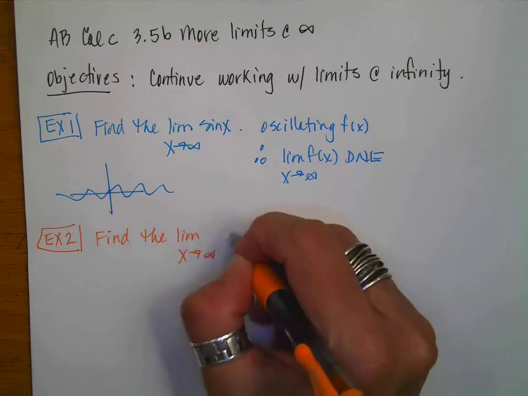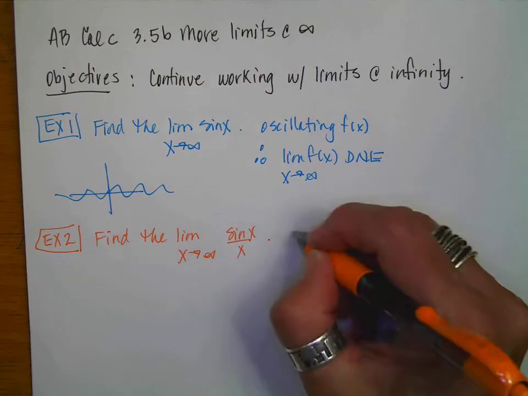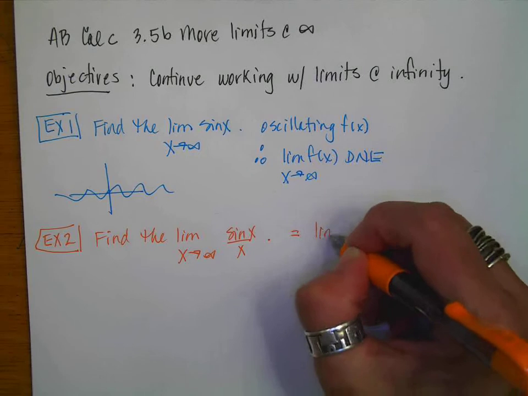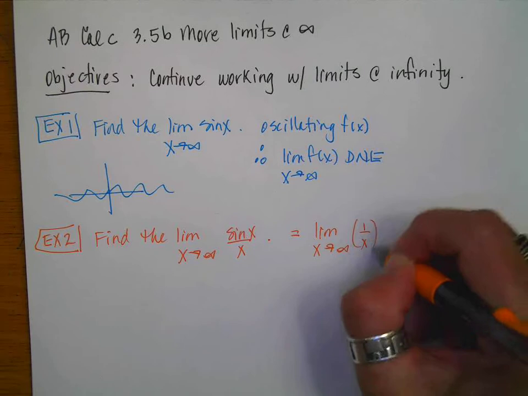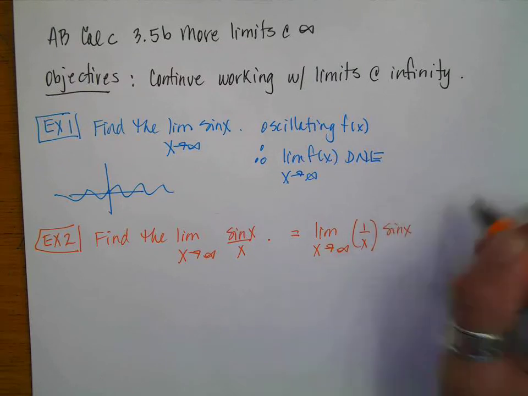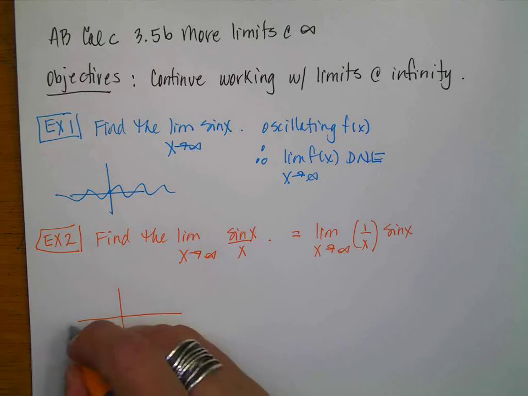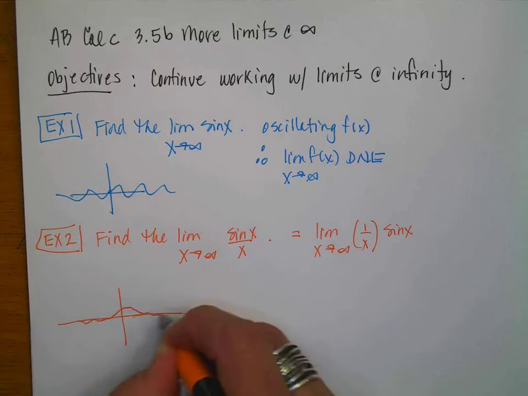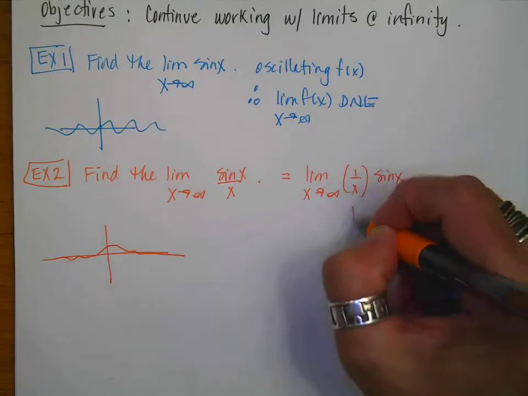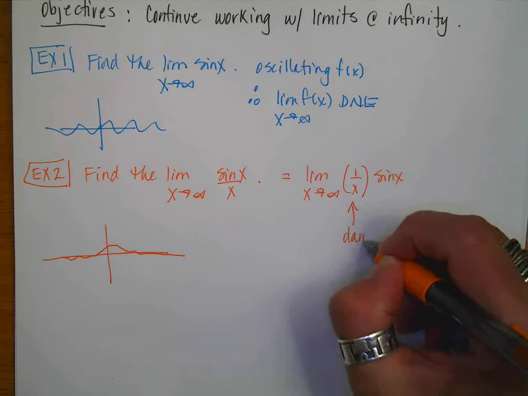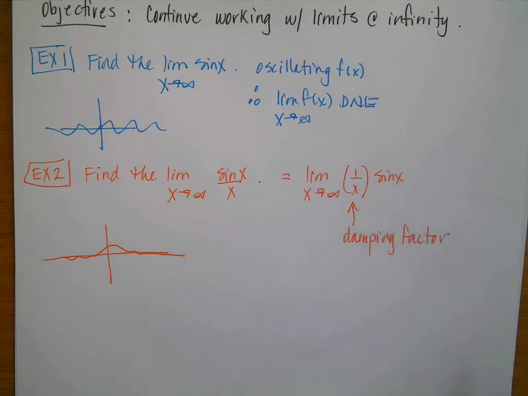Example number 2 is kind of a variation of this problem, and I'm going to find the limit as x approaches infinity of the sine of x over x. This is a special situation. You may or may not have talked about this particular type of function in pre-calc, but I could rewrite this as 1 over x times the sine of x. So if you graph this in your grapher, you'll get some stuff like this, and then some stuff like this.